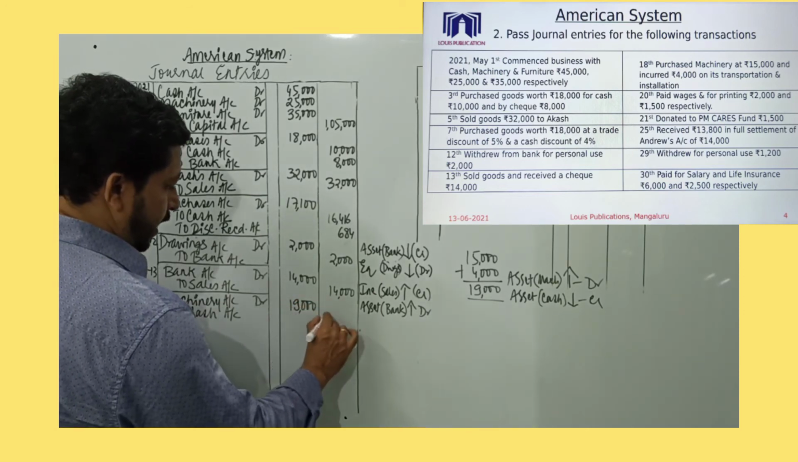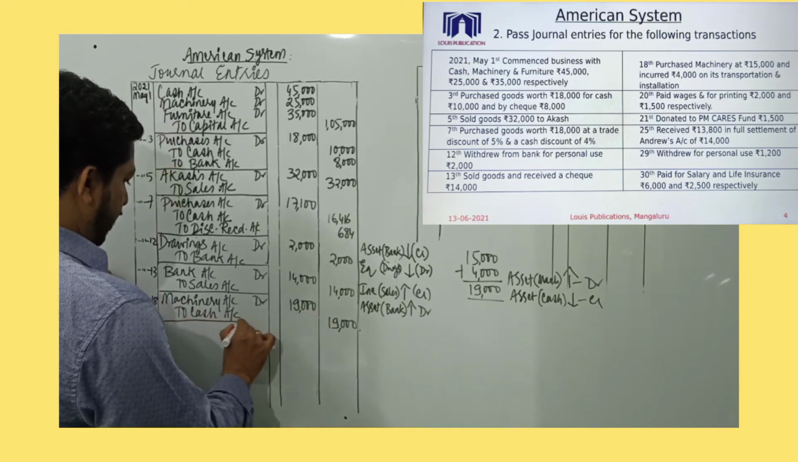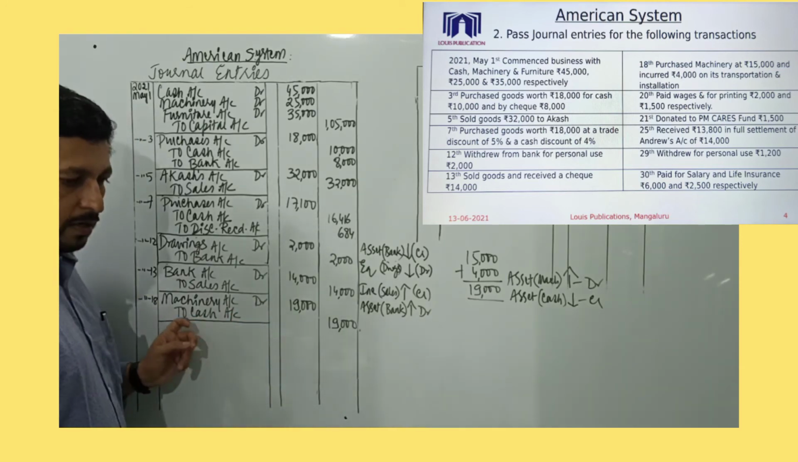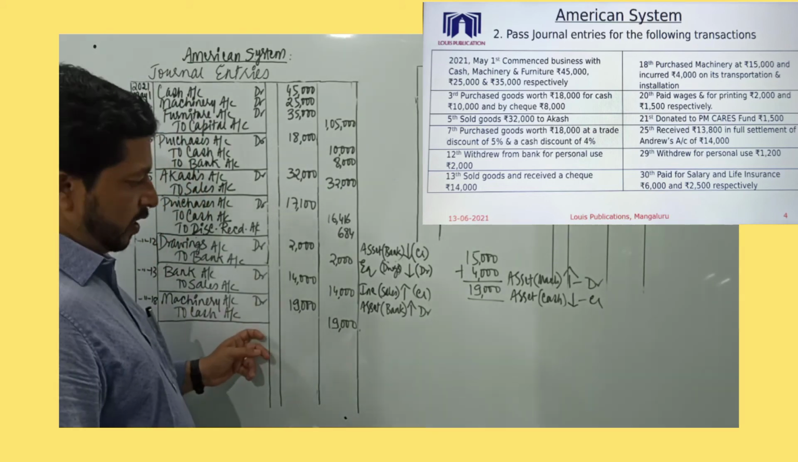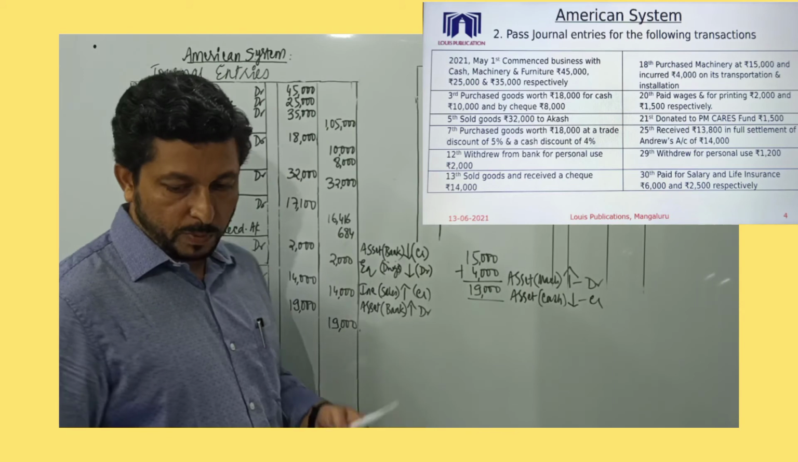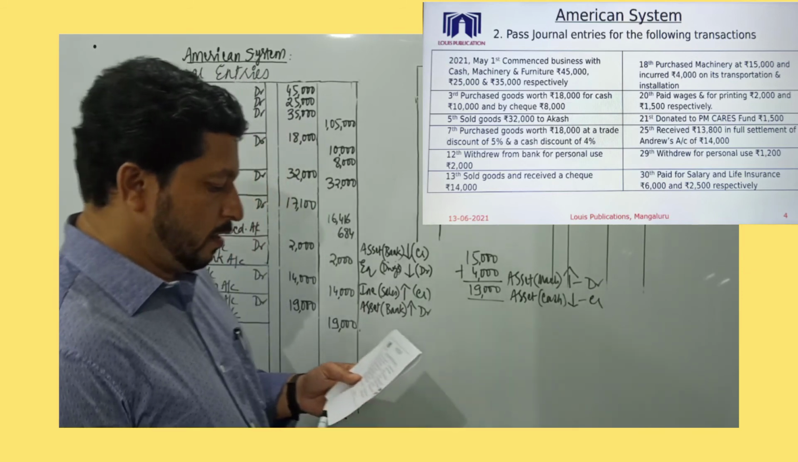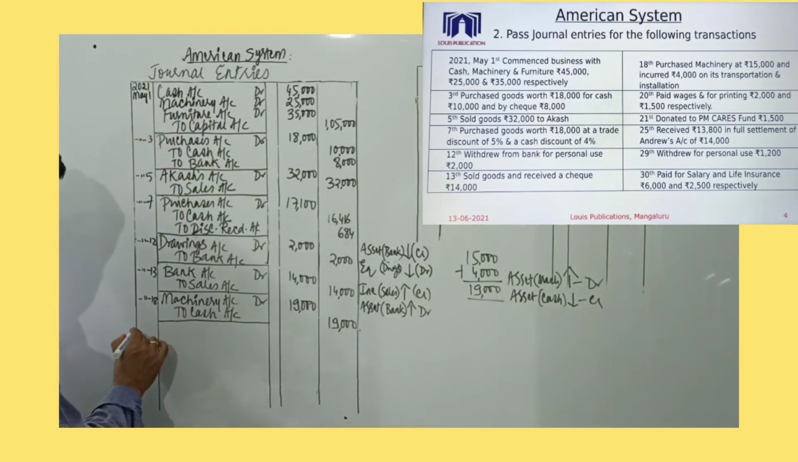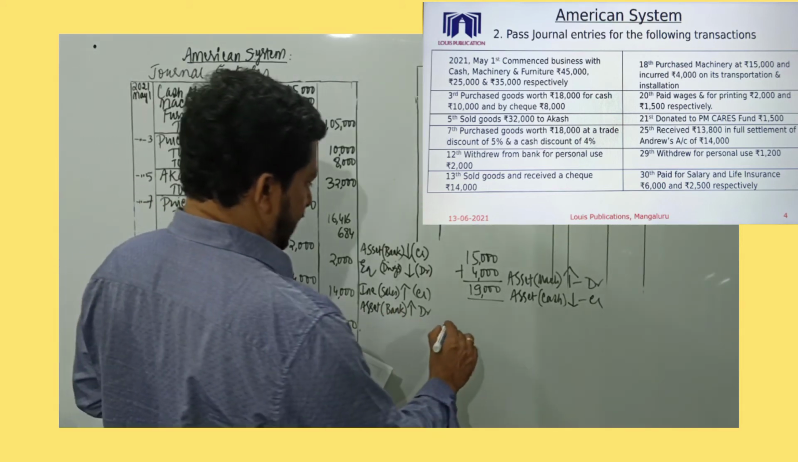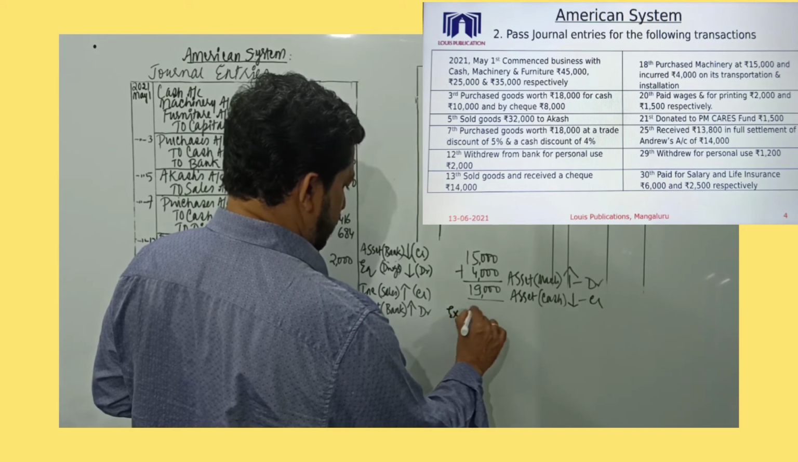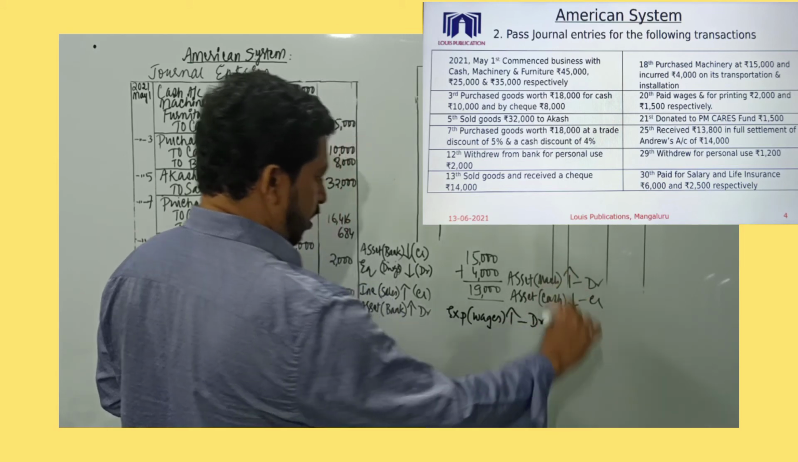Remember, installation and transportation is not shown separately. It is taken to be the cost of the asset itself. So being machinery purchased and transportation and installation expenses incurred, it is included in this 19,000 rupees and not to be given separately. Let's move to the next one. 20th dated transaction. So we have transaction dated 20th. Paid wages is given. Wages is an expense. So I record over here expense. Name of the account is wages. And expense increases. Increase in expense is always a debit.